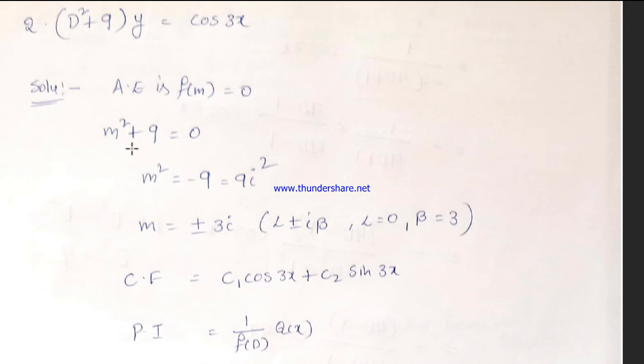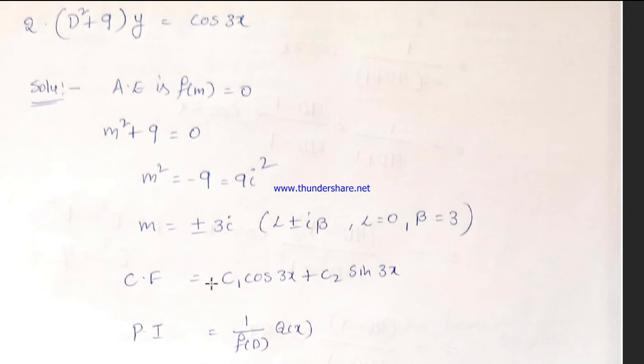Then m square plus 9 equal to 0. M square is equal to minus 9, that is equal to minus 1, write as i square, 9 i square. So m is equal to plus or minus 3i. Here it is in the form of alpha plus or minus i beta, but alpha value is 0. So alpha equal to 0, beta equal to 3. So complementary function is equal to c1 cos 3x plus c2 sin 3x.